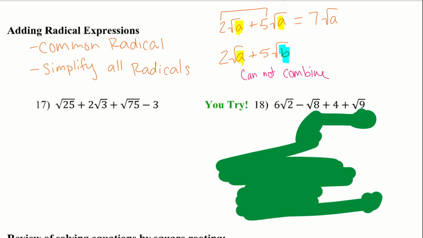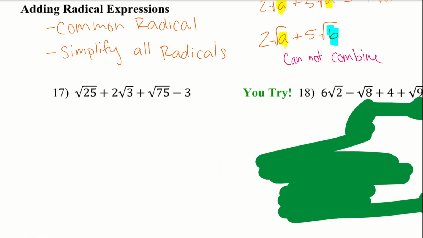Okay, so let's go ahead and take a look at example 17. So I'm first going to start with my 25, which I can reduce. We have 5 and 5. We have a pair, so I'm going to take that down here. I'm just going to create my new equation with everything simplified. My 2 root 3, my 3 cannot be reduced any further, so I'm just going to be left with 2 root 3. Let's go ahead and take a look at the 75.